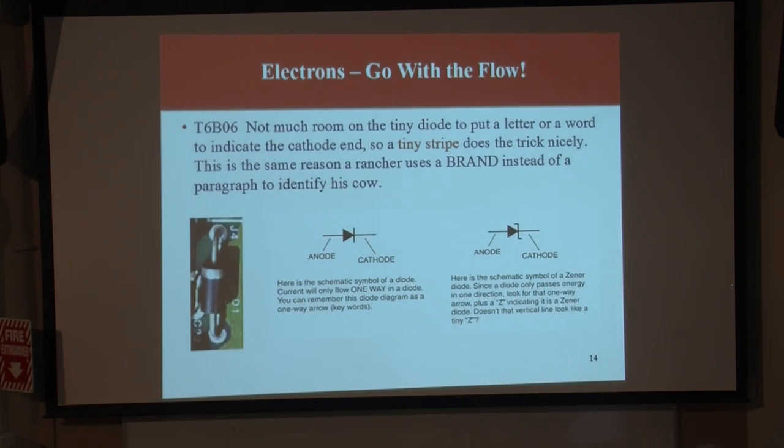Not much room on a tiny diode to put a letter or word to indicate the cathode end. So there's a tiny stripe. All right, does the trick nicely. Around those they'll put a stripe so you know which end's which. This is the same reason the rancher uses a brand instead of a paragraph to identify his cow.